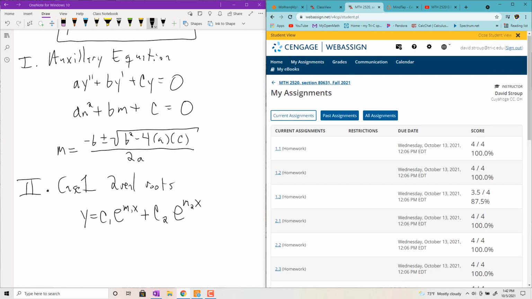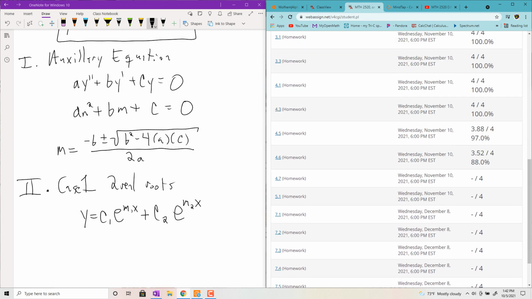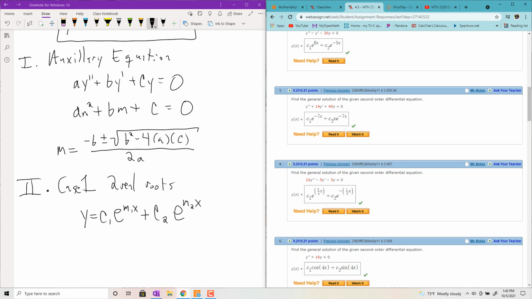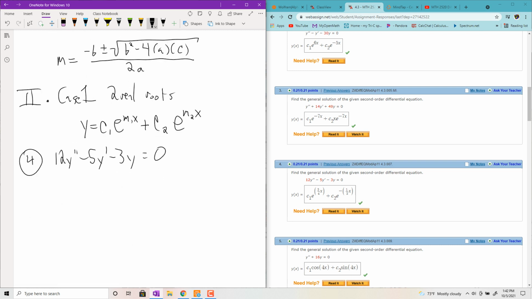Okay, so let's look at a problem from the homework. Let's fast forward to 4.3 then. And hopefully we can pick off one of these. So number 4, we have 12y double prime minus 5y prime minus 3y equals 0. Okay, so you form your auxiliary equation, 12m squared minus 5m minus 3 is 0. And then you're just back in algebra land, figuring out how to factor this.